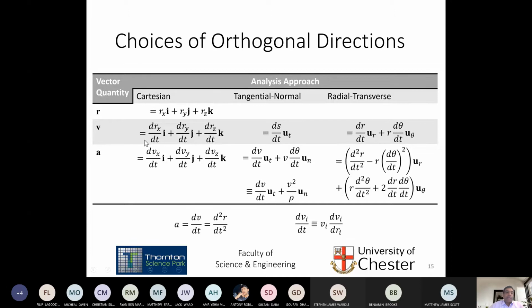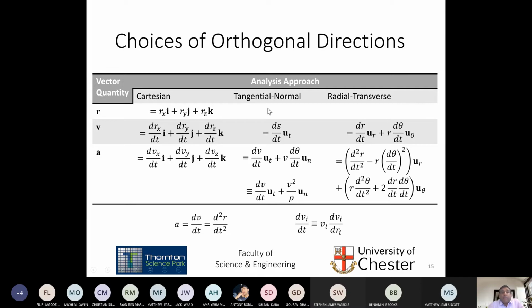Likewise, if we take the derivative of the velocity, this whole quantity drx dt is nothing but vx. So if we take the derivative of vx, we get dvx dt I hat, that's acceleration in the x direction, dvy dt j hat, that is acceleration in the y direction, and dvz dt k hat, that is acceleration in the z direction.